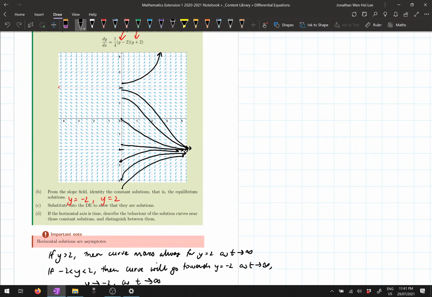So here we just had to look at a few different cases and see what happens as time goes onwards, or as we go towards the right.